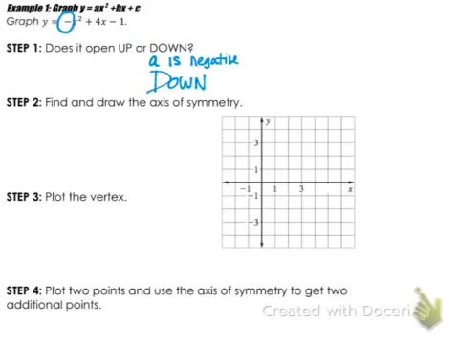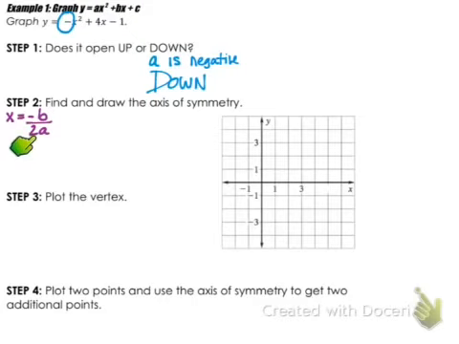Next, we're going to find and draw our axis of symmetry, and we need to use this formula: x equals opposite b over 2a. This is key. To find the axis of symmetry, we need x equals opposite b over 2a. Notice how I said opposite b, not negative b.